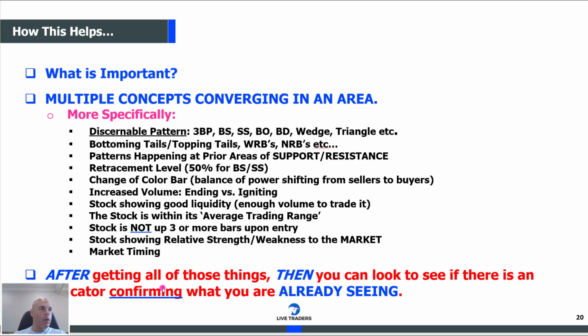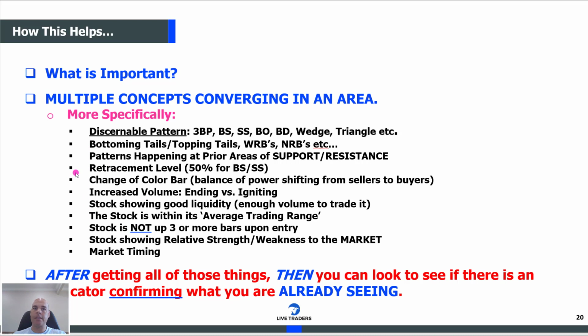So after getting all of those things in order, then you can look to see if there's an indicator, wait for it, confirming what you're already seeing. So what is an indicator really? It's just one more level of confirmation, after you take the real patterns with the real indicators. The real indicators are based on price, meaning a bottoming tail, that's actual price on a candlestick. Okay? Volume, all right, telling us the commitment level of a stock. Is the stock extended? These are the things that matter most.